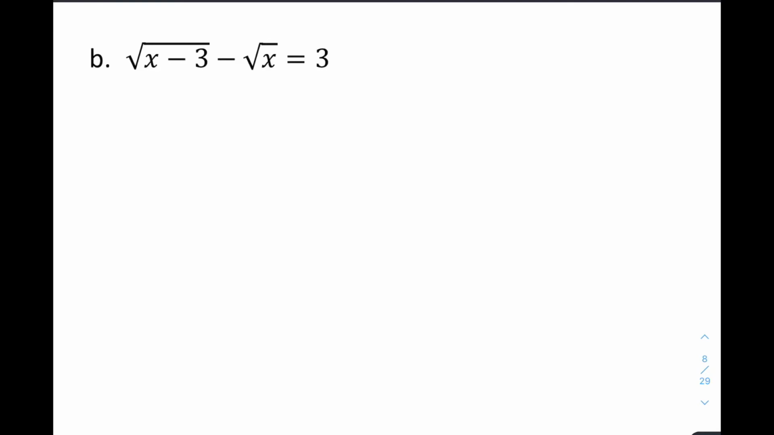This one has two separate radicals on the same side of your equation. So to start with, I'm going to show you what you don't want to do. Well, it's tempting to just square both sides because you see a square root.